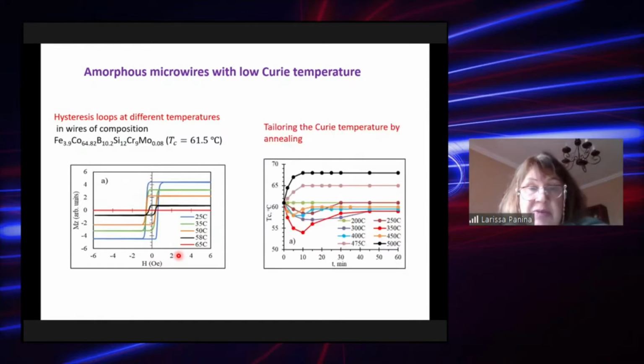remagnetization changes. The Curie point can be adjusted by annealing. For example, this is the red one, annealing at 350 degrees. So we can decrease the Curie point to adjust for a particular application, for example, to control hyperthermia treatments.